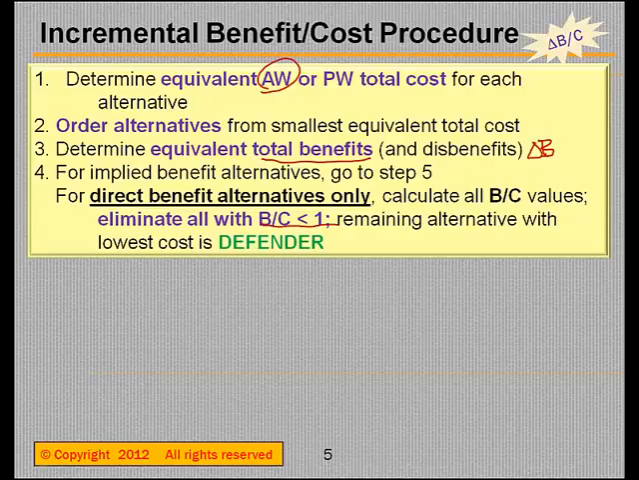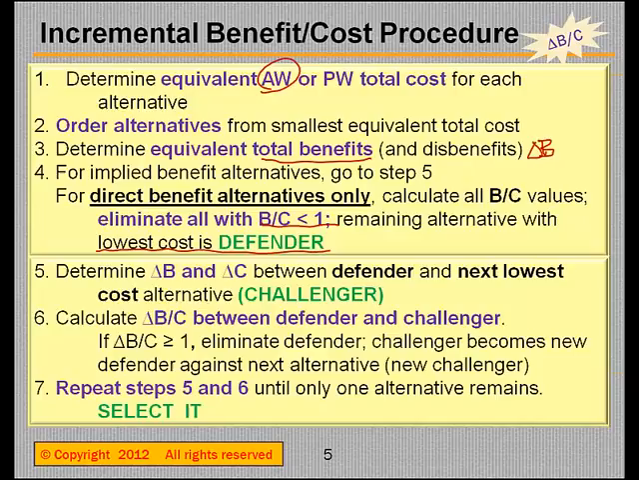Then it is time to set up the first incremental comparison of defender and challenger. The defender is the lowest cost justified alternative, and the challenger is the next lowest cost. Now the actual comparisons take place. Find the incremental benefit and incremental cost values between the first defender and challenger. Step 6 is a decision-making step. Calculate the incremental ratio, delta BC. Determine if it is less than 1 or greater than or equal to 1.